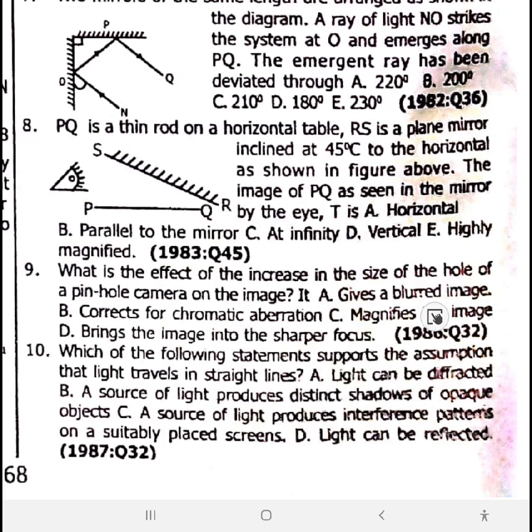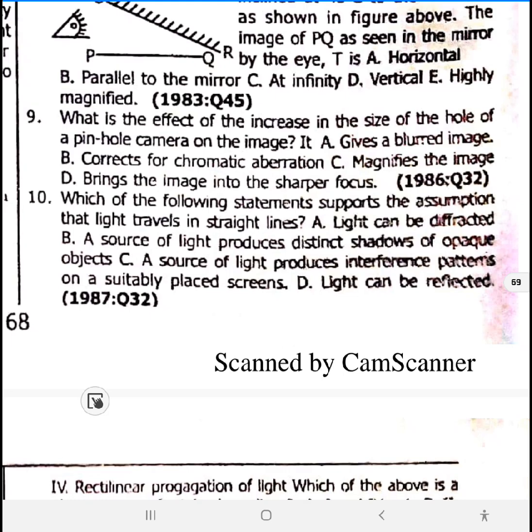Number 10. Which of the following statements supports the assumption that light travels in a straight line? A source of light produces distinct shadow of opaque objects. Option B. Opaque objects are substances that light cannot travel through, like your wall. If you point a torch on one side of your wall and you go to the other side, you will not see the light. Okay, that's it.